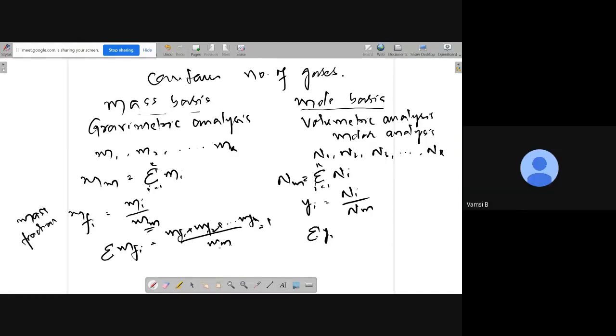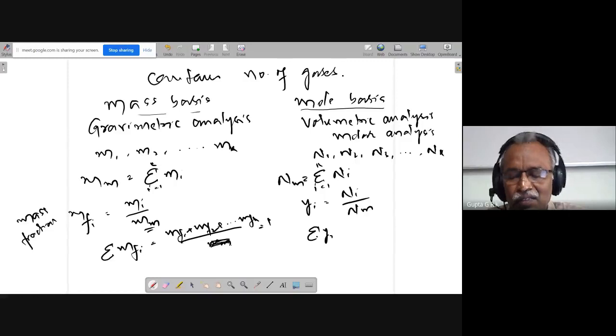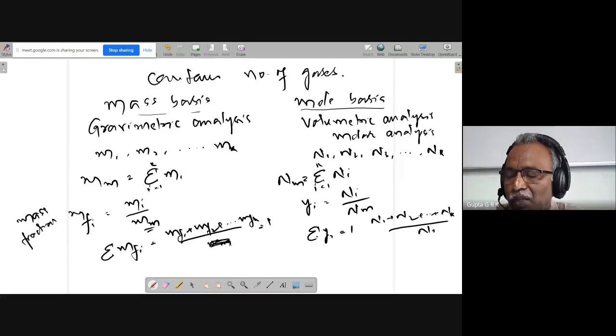Sigma mfi is 1. Similarly, sigma yi also is equal to 1 because n1 plus n2 plus etc. nk by nm. So the total number of moles by number of moles of the mixture. In the same way here also, sigma yi is equal to 1 and sigma mfi equal to 1.